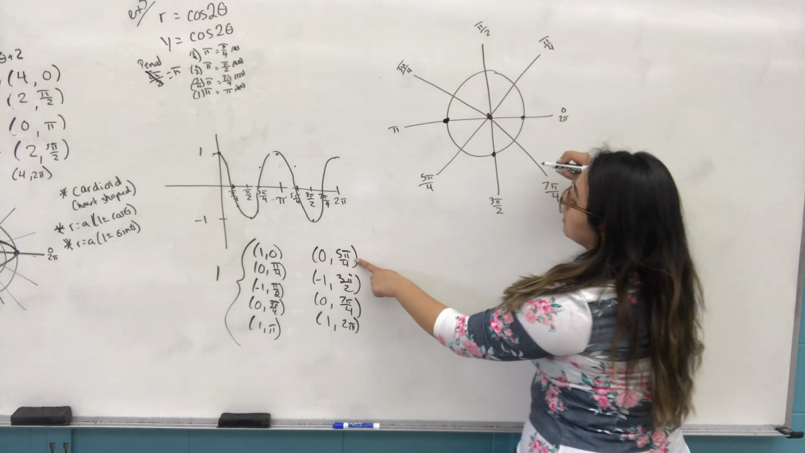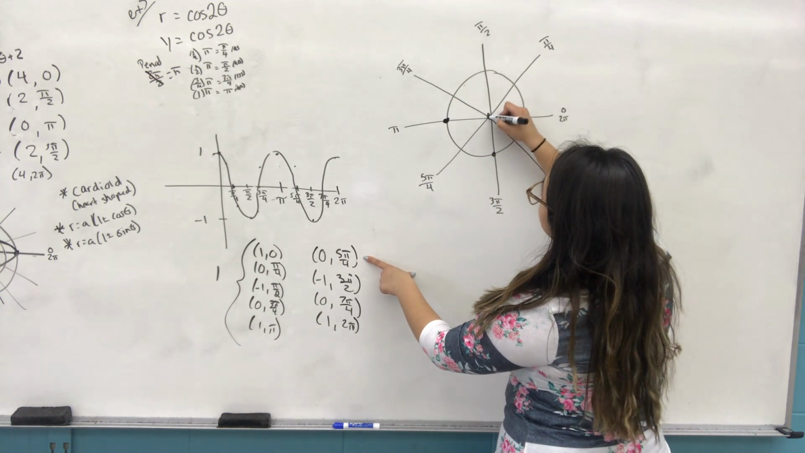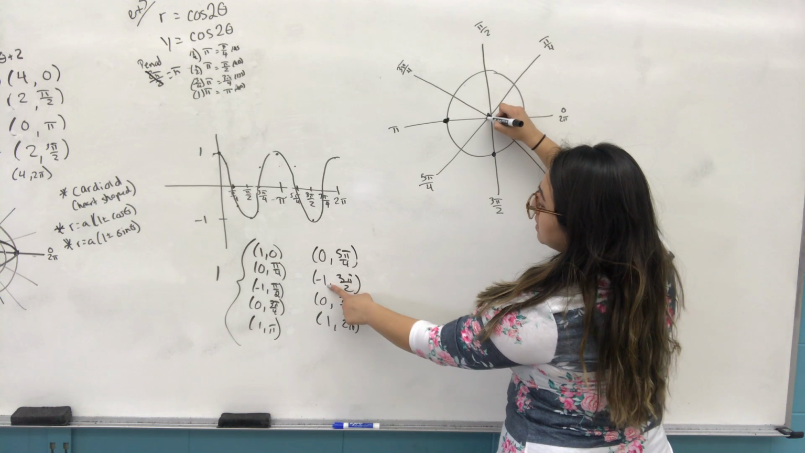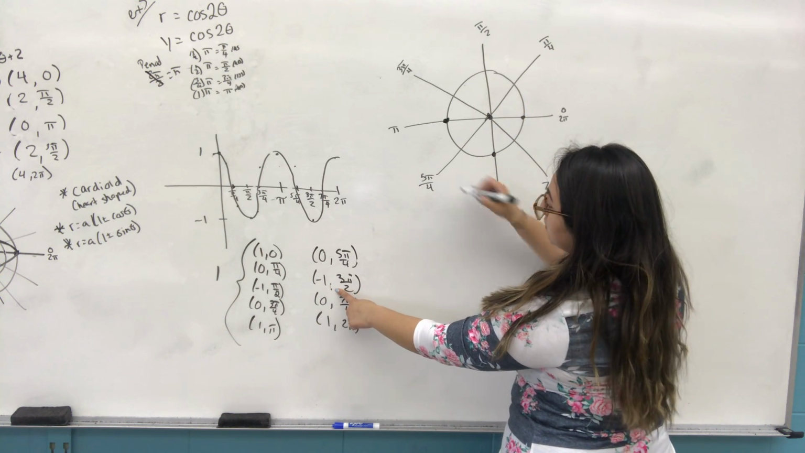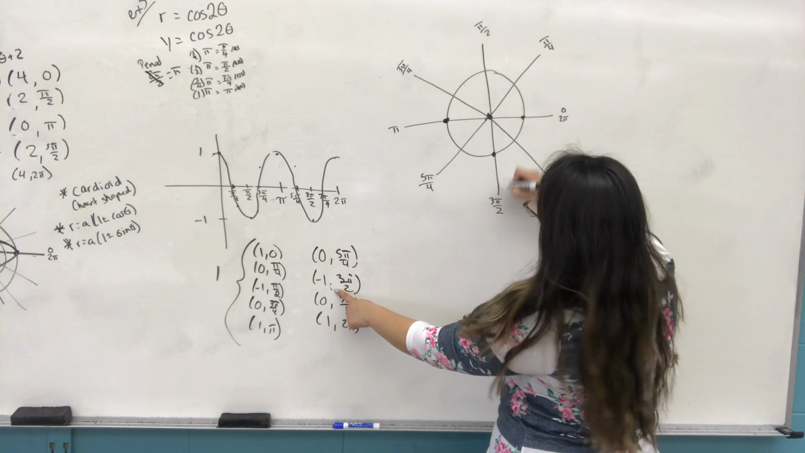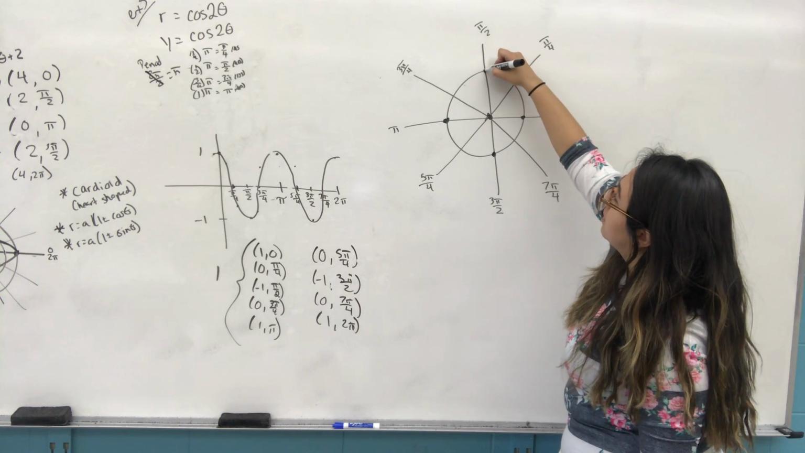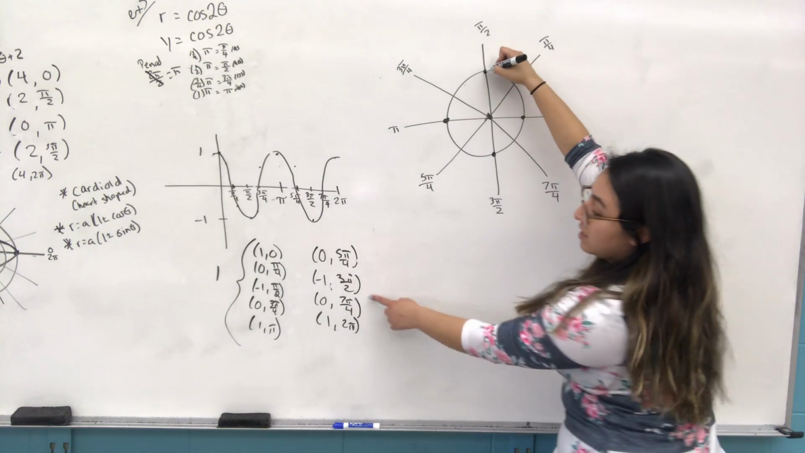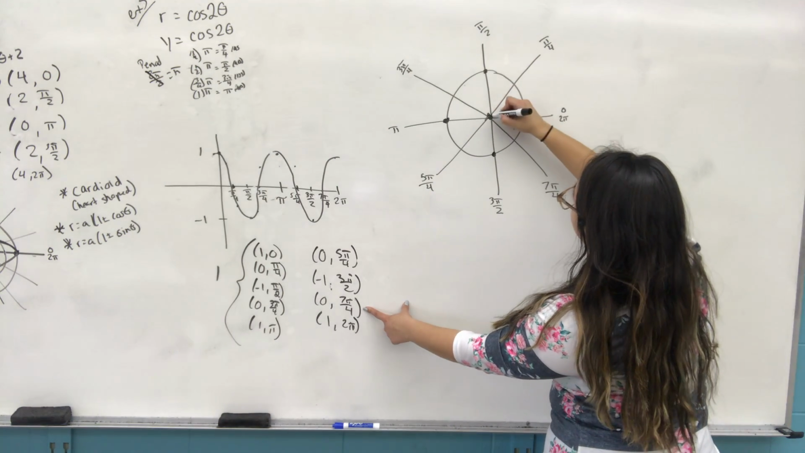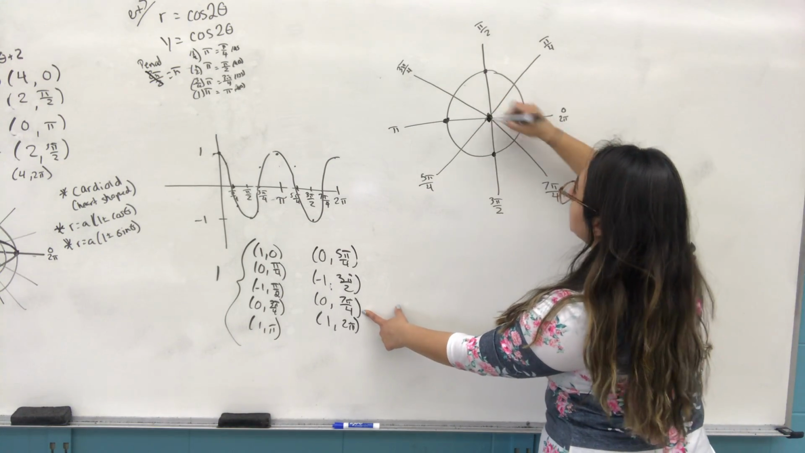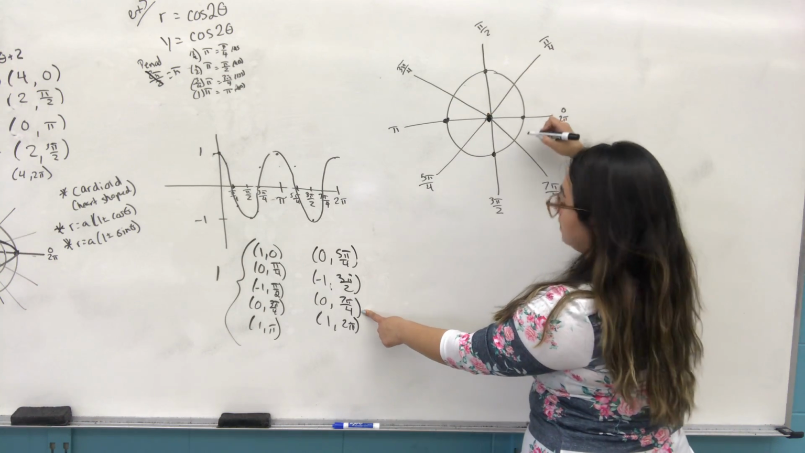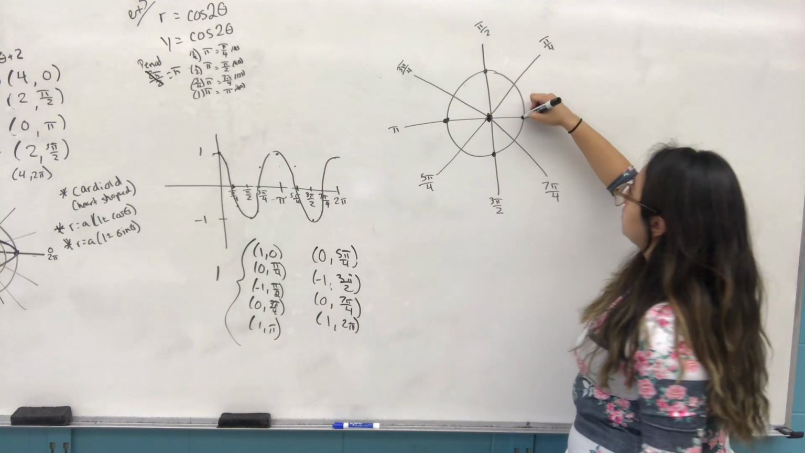And then it starts over here. So 0 at 5π/4, so back at 0. -1 at 3π/2. So 3π/2 is here, so -1 would be the opposite direction, which would be right here. 0 at 7π/4, so it goes back at 0. If you notice, it kept going back at 0 because it creates the circles here. And then 1 at 2π, which I have here.